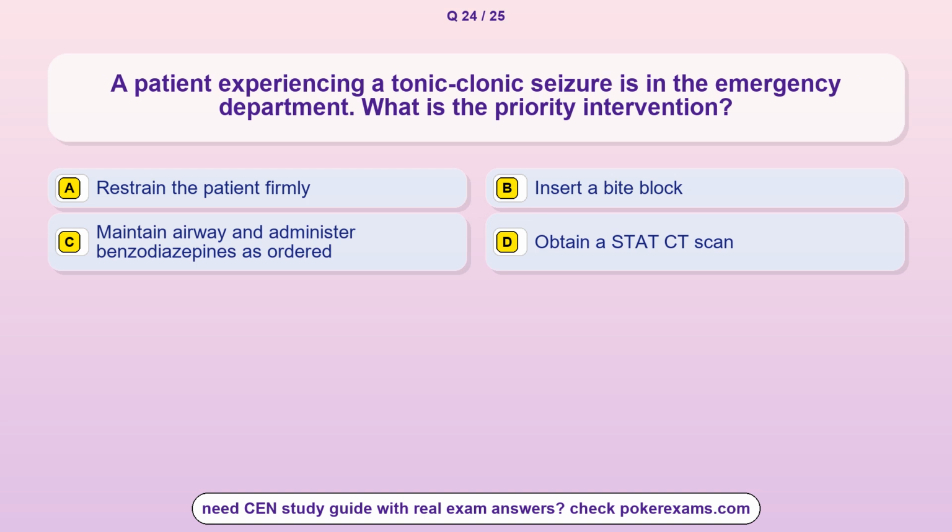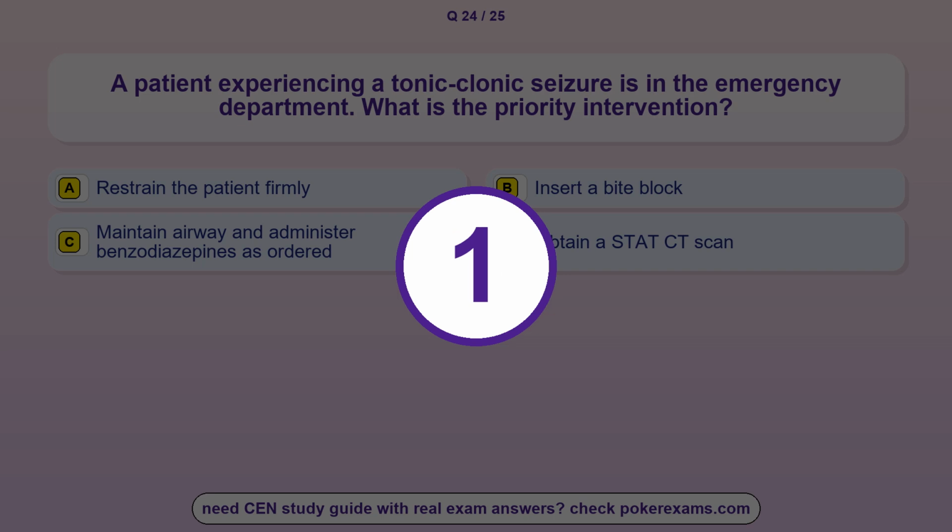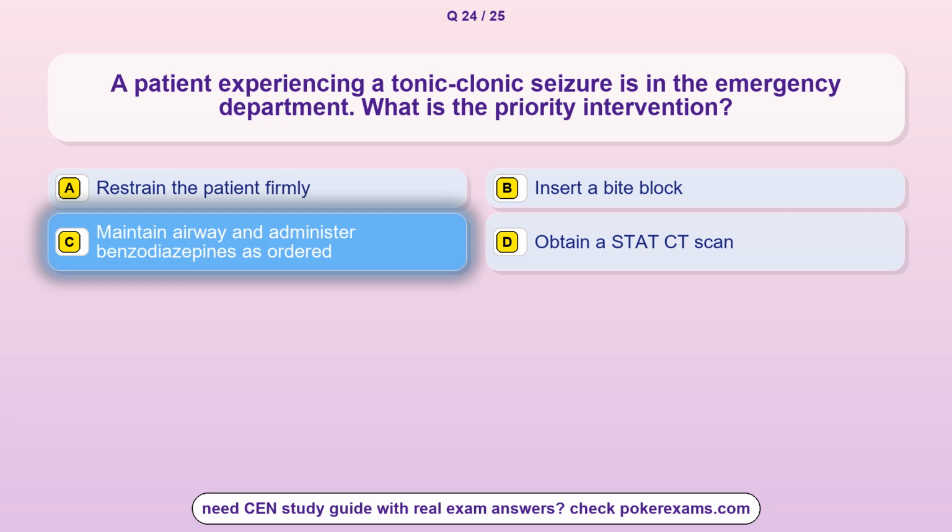Question 24. A patient experiencing a tonic-clonic seizure is in the emergency department. What is the priority intervention? Option A, restrain the patient firmly. Option B, insert a bite block. Option C, maintain airway and administer benzodiazepines as ordered. Option D, obtain a stat CT scan. The correct answer is option C, maintain airway and administer benzodiazepines as ordered.